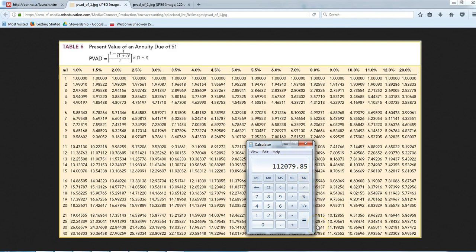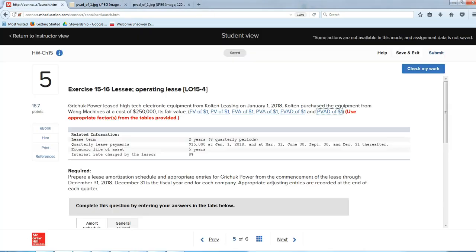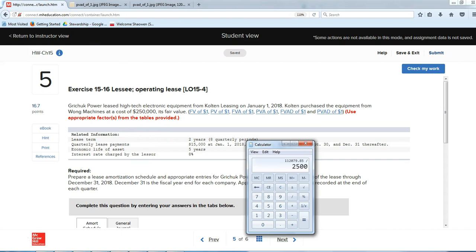Is this high enough compared to the selling price? The selling price of this asset is $250,000. It's only 45% of the fair value of the asset. So the lessee is not consuming the major part of the value of this asset. This lease contract cannot be viewed as a sale, so it's called an operating lease.